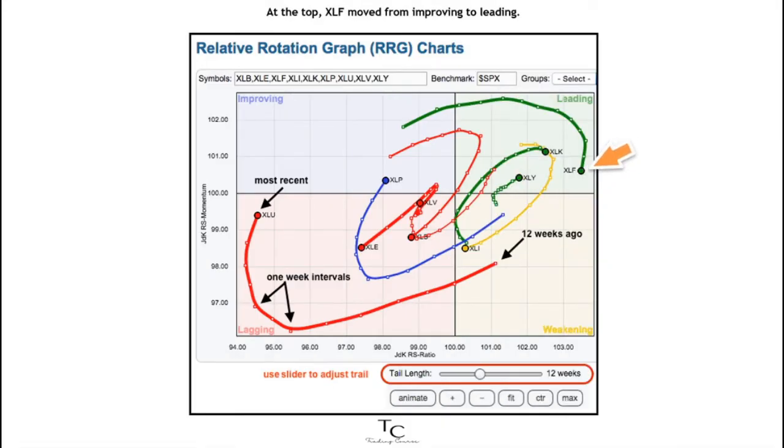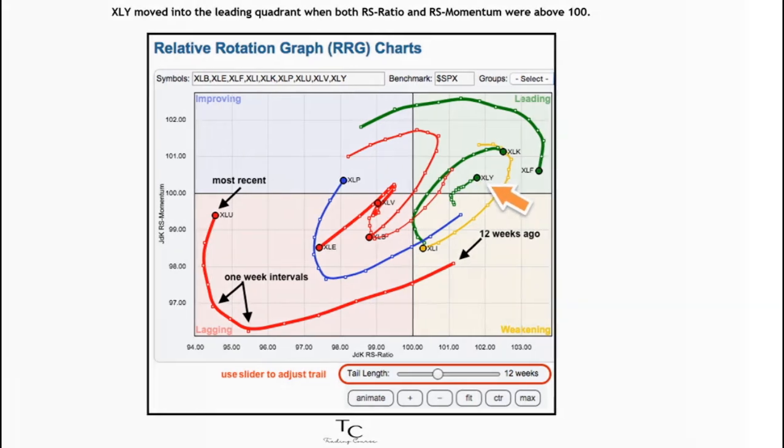At the top, XLF moved from improving to leading. At the bottom, XLU moved from weakening to lagging. The blue line shows XLP moving from weakening to lagging, and then from lagging to improving. The improving quadrant means RS momentum moved above 100, but RS ratio remains below 100. XLY moved into the leading quadrant when both RS ratio and RS momentum were above 100.